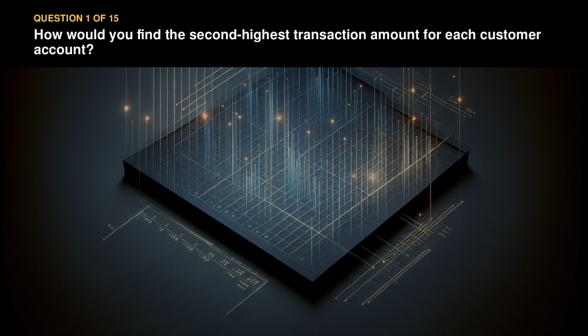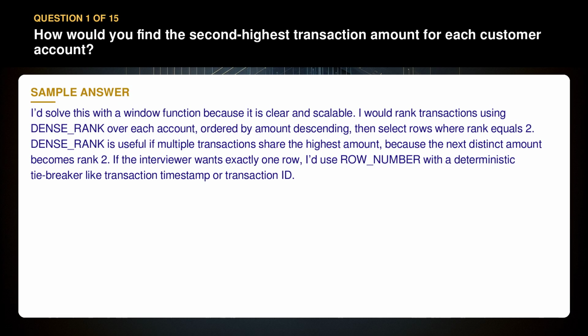Question 1. How would you find the second highest transaction amount for each customer account? I'd solve this with a window function because it is clear and scalable. I would rank transactions using DENSE_RANK over each account, ordered by amount descending. Then select rows where rank equals 2. DENSE_RANK is useful if multiple transactions share the highest amount, because the next distinct amount becomes rank 2.